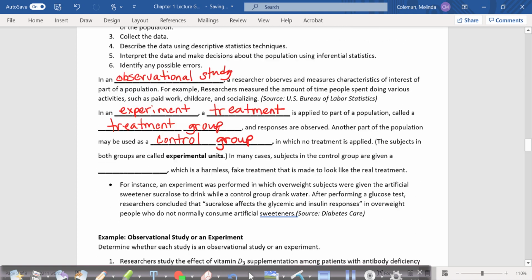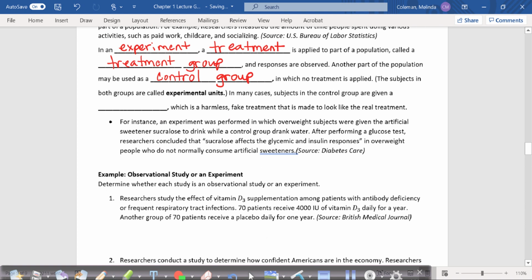The subjects in both groups are called experimental units. And in many cases, subjects in the control group are given what's called a placebo. And again, you've probably heard these talked about in healthcare particularly. So it's a harmless fake treatment that is made to look like the real treatment.